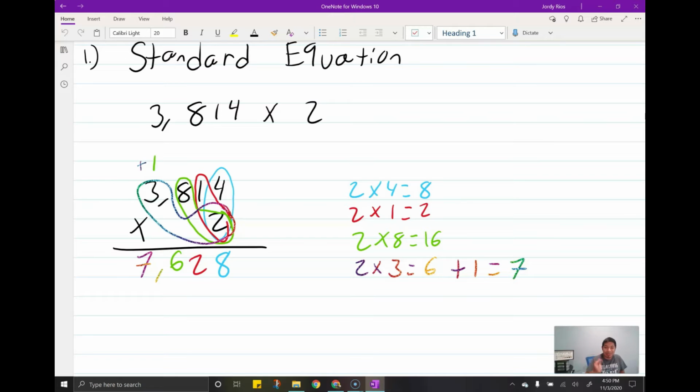Ooh, look at that vocabulary. My product is 7,228. Okay? And that's standard equation. All I have to do is just multiply across, right? That's all I'm doing, is multiply across. Okay? Let's go ahead and learn another way to do this.